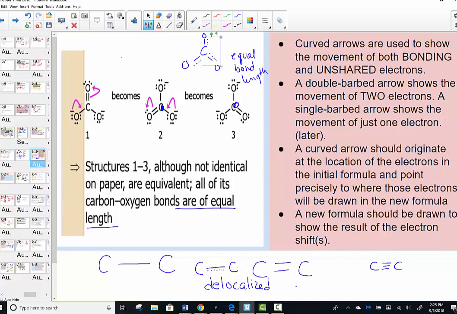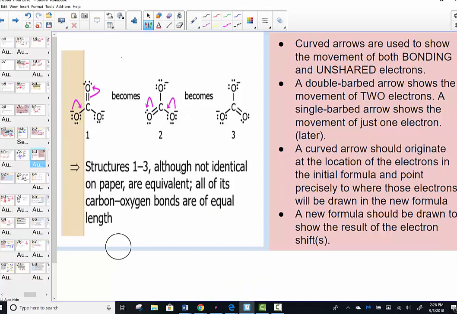Now, the delocalized pi bond creates a resonance structure where the bonds are of equal length. Now let's talk about what we're seeing here with these arrows. Curved arrows are used to show the movement of both bonding and unshared electrons. So bonding and unshared electrons, that's what this is referring to. These arrows are showing the movement of these electrons as one resonance structure converts into the next. A double barbed arrow shows the movement of a pair of electrons.